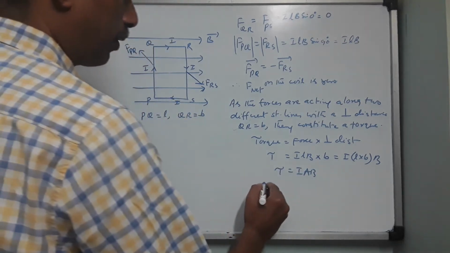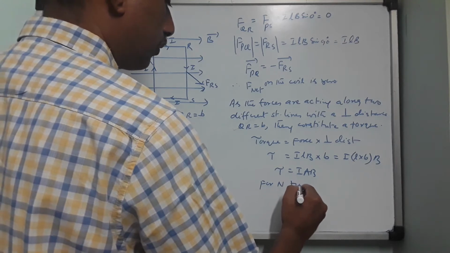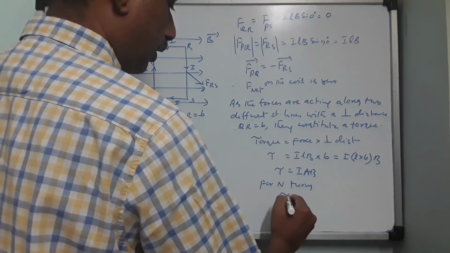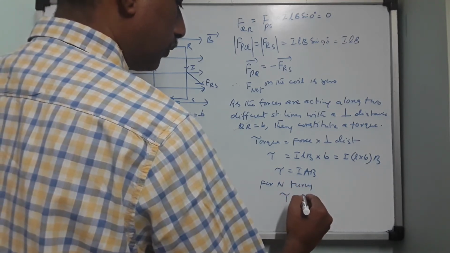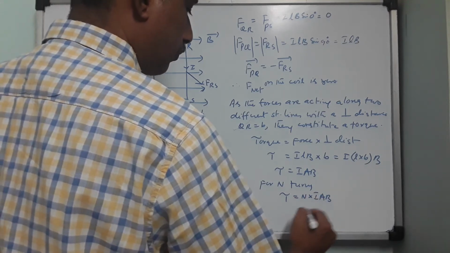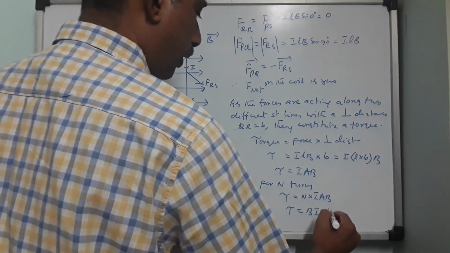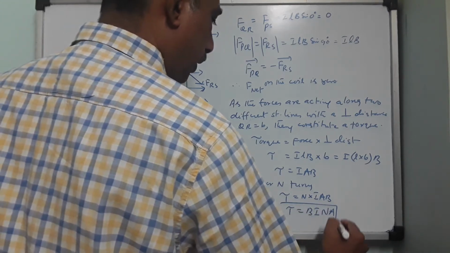If the coil has n number of turns, for n turns, the total torque tau equals n into I A B. This we will write as tau equals B I N A, B-I-N-A, to remember it easily as a phrase.